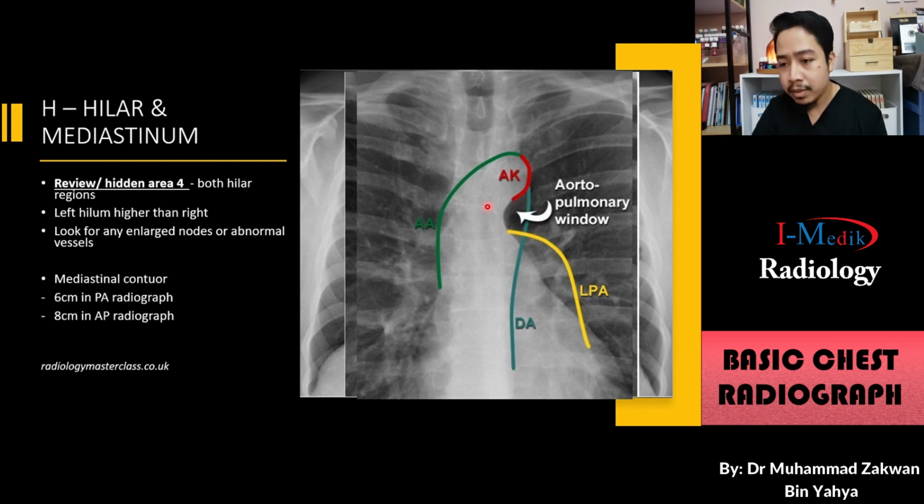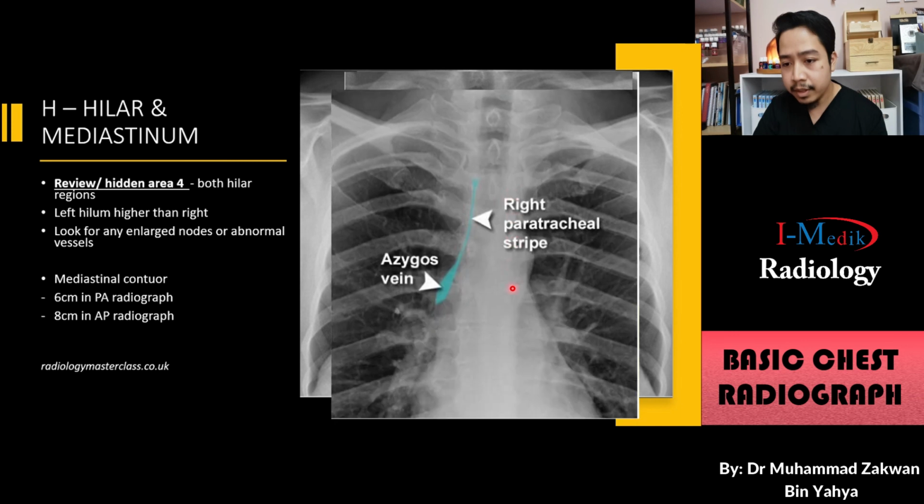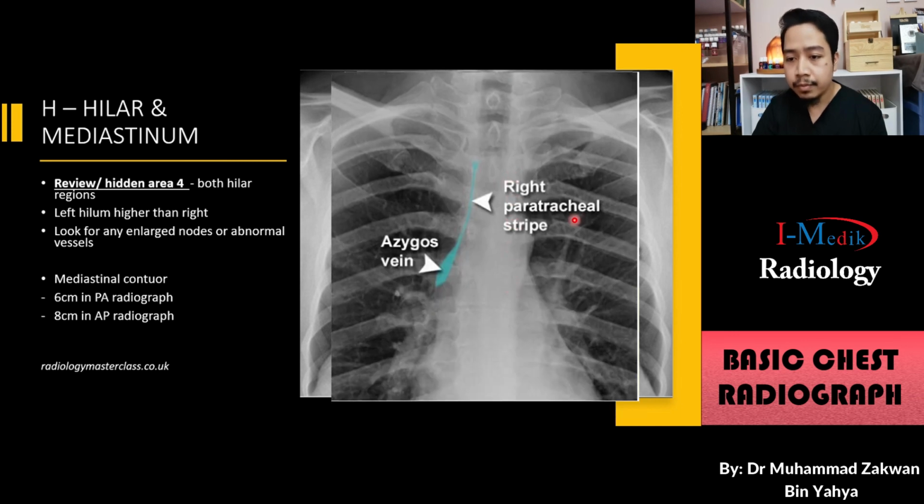Okay, if there are some opacities or a lesion here, it is abnormal. Inferior to that, this is the descending aorta. Okay, right paratracheal stripe, and then the azygos vein here.